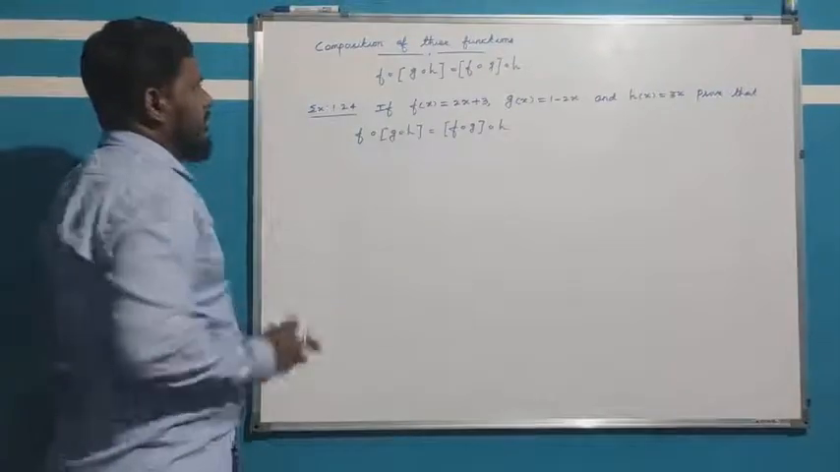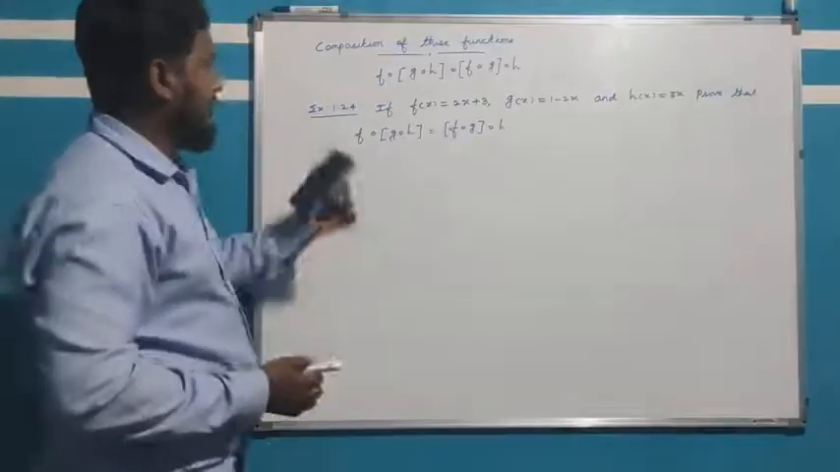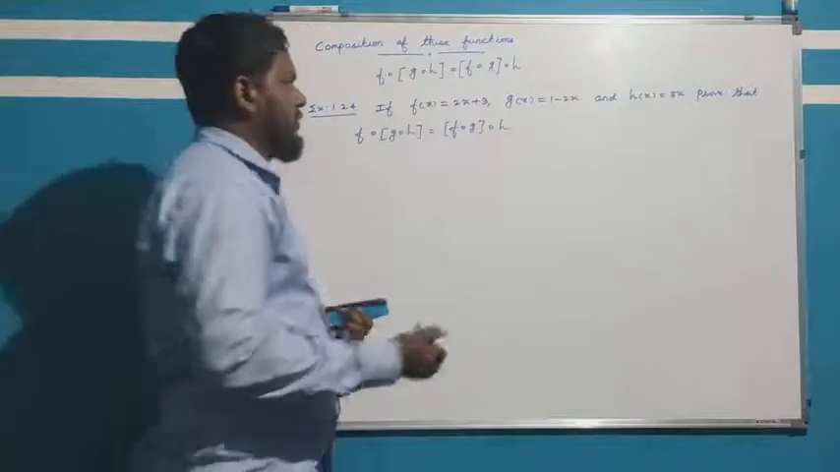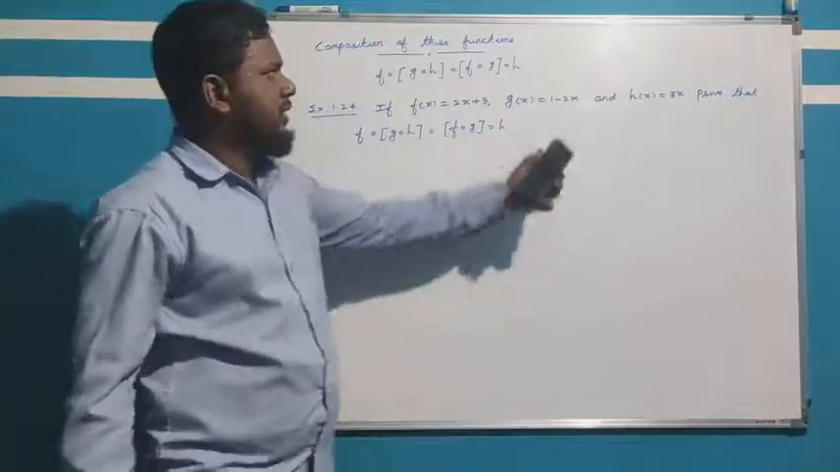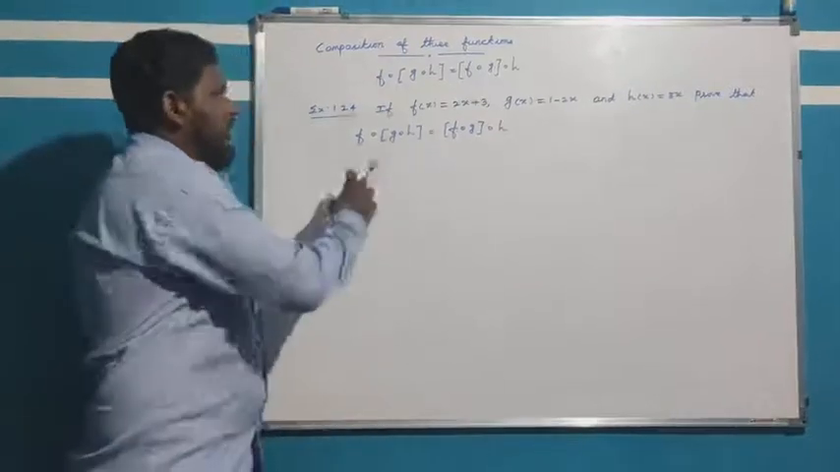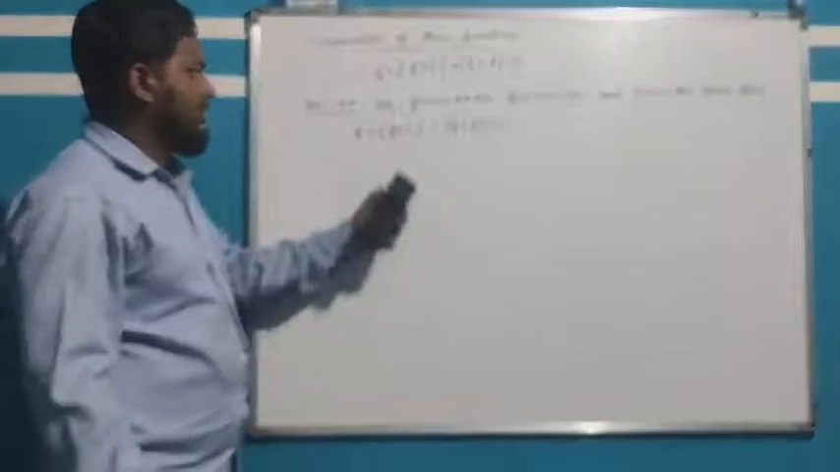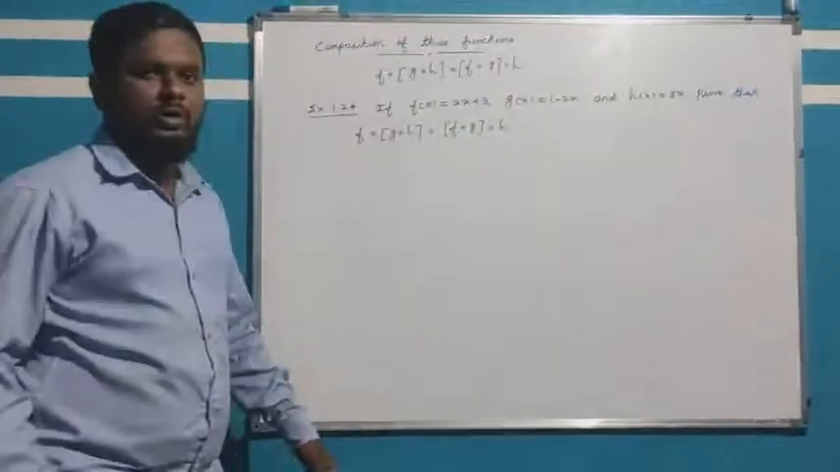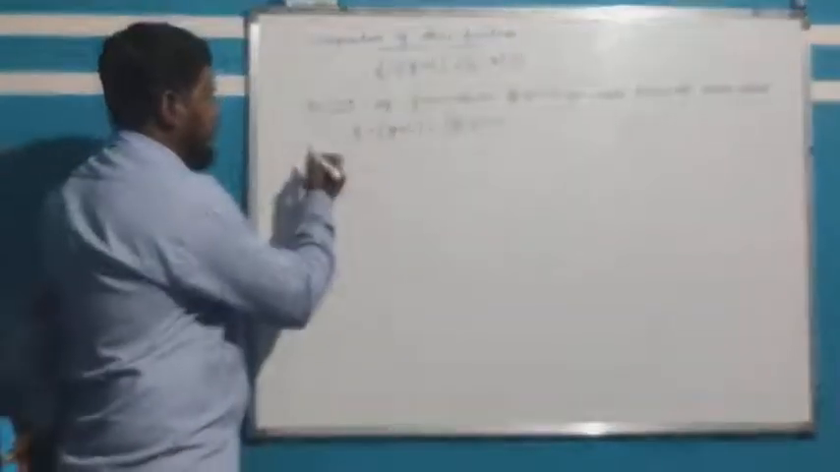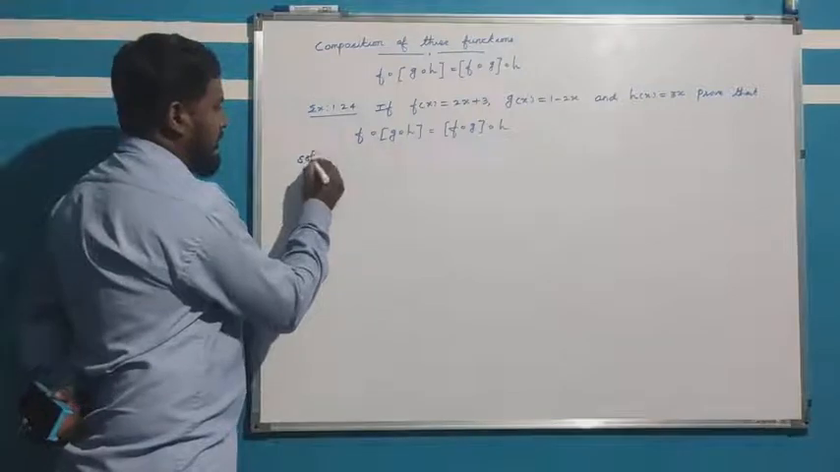Example 1.24. f of x is given, g of x is given, and h of x is also given. Three functions are given. Prove that f composite (g composite h) is equal to (f composite g) composite h. So LHS and RHS are equal, we have to prove this. Let us find the solution here.